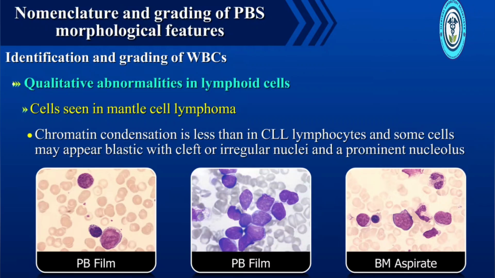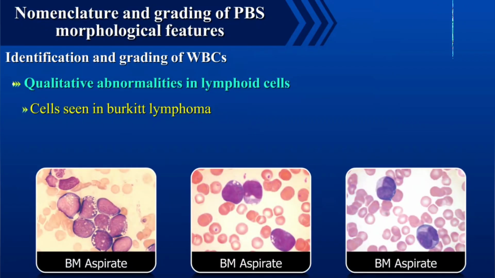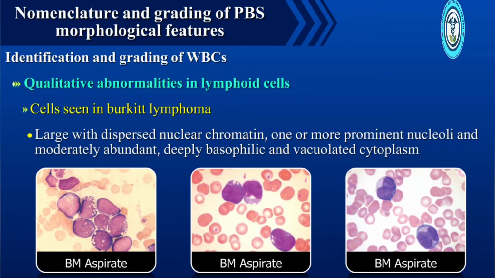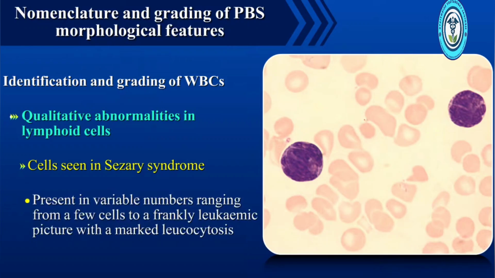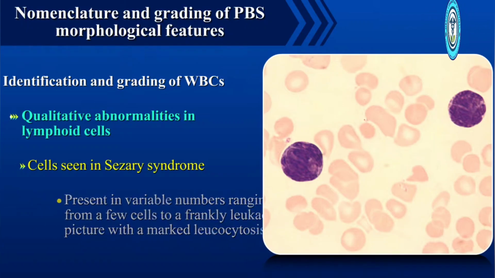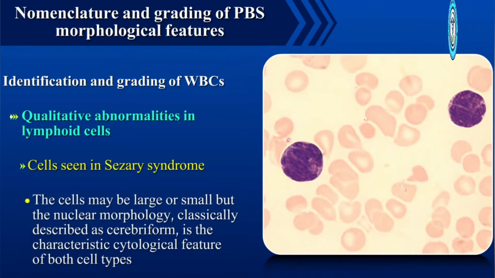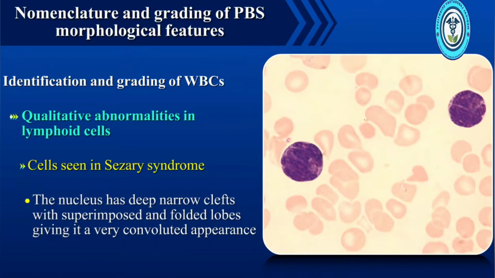a prominent nucleolus. Cells seen in Burkitt's lymphoma are large with dispersed nuclear chromatin, one or more prominent nucleoli, and moderately abundant, deeply basophilic and vacuolated cytoplasm. Cells seen in Sézary syndrome are present in variable numbers ranging from a few cells to a frankly leukemic picture with a marked leukocytosis. The cells may be large or small. The nucleus has deep narrow clefts with superimposed and folded lobes, giving it a very convoluted appearance.